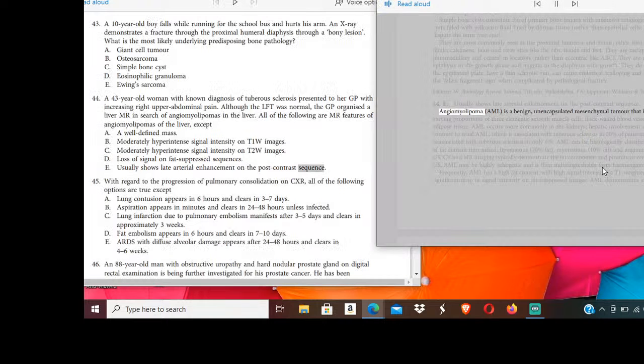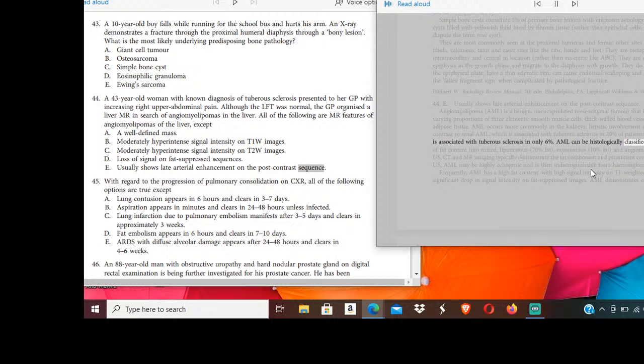Angiomyolipoma, AML, is a benign, unencapsulated mesenchymal tumor that is composed of varying proportions of three elements: smooth muscle cells, thick-walled blood vessels, and mature adipose tissue. AML occurs more commonly in the kidneys. Hepatic involvement is rare. In contrast to renal AML, which is associated with tuberous sclerosis in 20% of patients, hepatic AML is associated with tuberous sclerosis in only 6%.